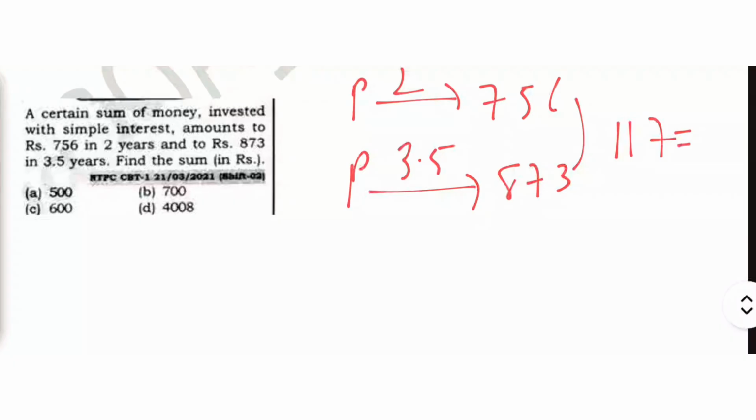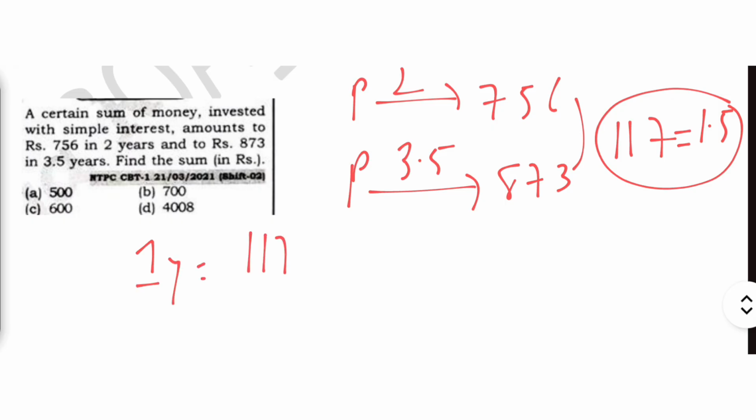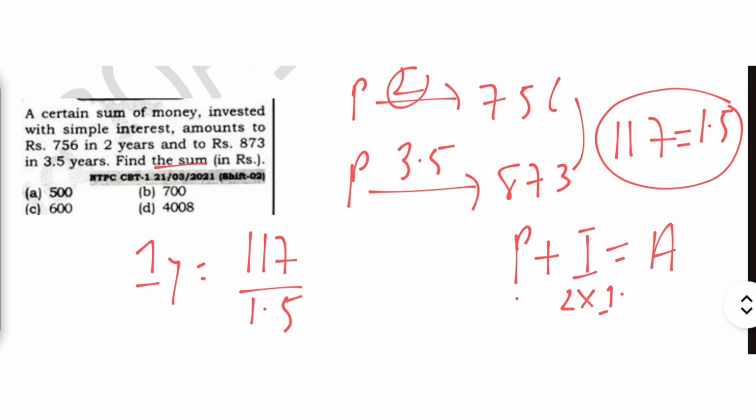And this 117 comes in how many years? It comes in 1.5 years, right? 3.5 minus 2 is 1.5. So in 1.5 years, the interest gained is 117. Okay, so we will find 1 year interest, 117 upon 1.5. Now we are told to find the sum. What do we know about this sum? Principal plus interest is amount. So if this is your principal, what is the interest? 2 into 1 year interest is your amount.